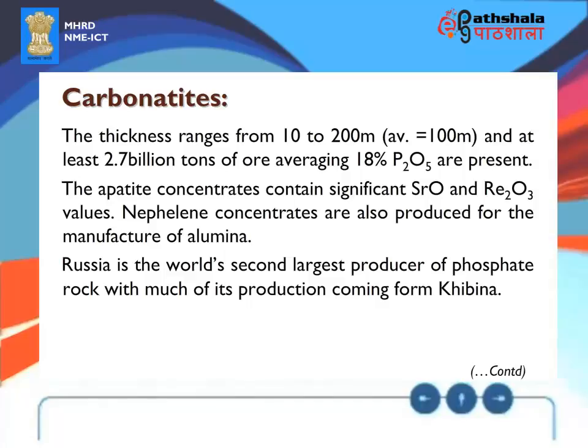The apatite concentrates contain significant strontium oxide and rare earth oxide values. Nepheline concentrates are also produced for the manufacture of alumina. Russia is the world's second largest producer of phosphate rock, with much of its production coming from Khibiny.